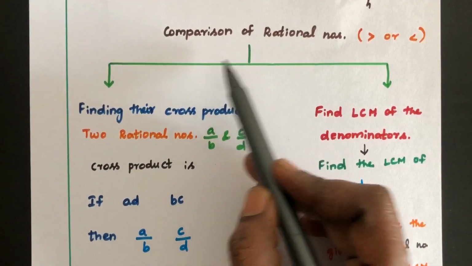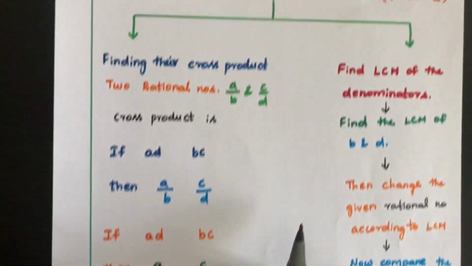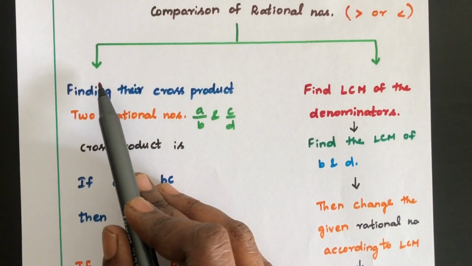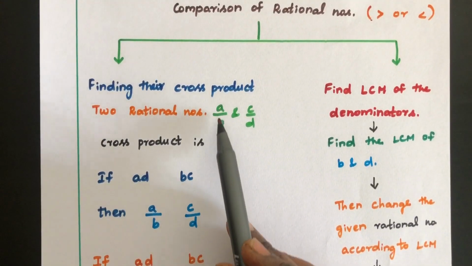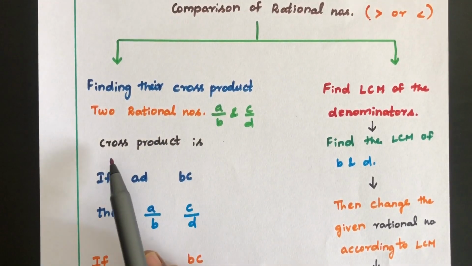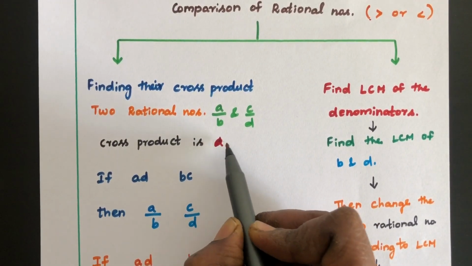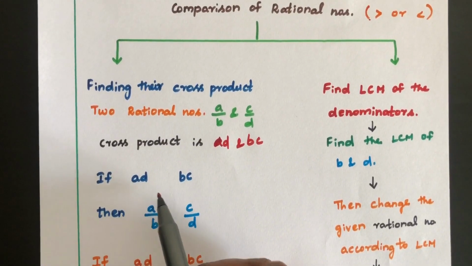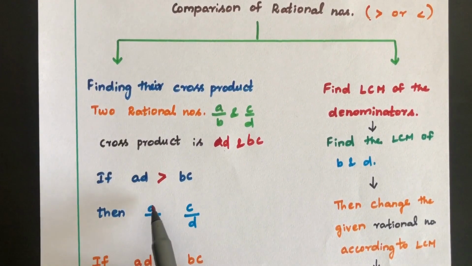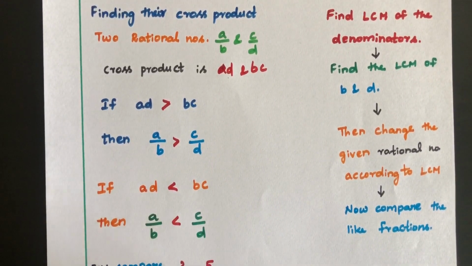Comparison of rational numbers. Comparison means we are going to find which rational number is greater or lesser. We can compare rational numbers in two ways. First, finding their cross product. Two rational numbers, A by B and C by D. The cross product is AD and BC. If AD is greater than BC, then A by B is greater than C by D. If AD is less than BC, then A by B is less than C by D.